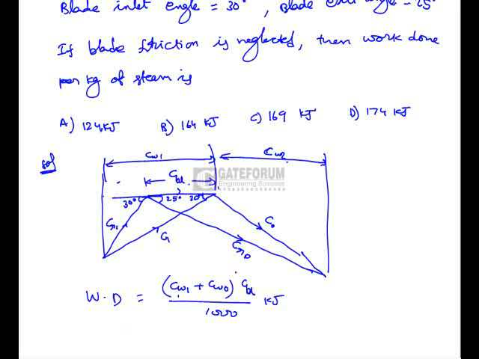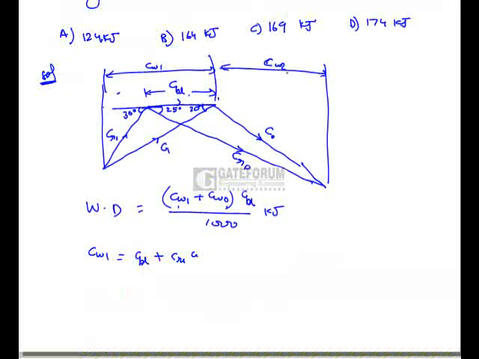So here we will have to find out CW1 and CW0, as we know that blade velocity is equal to 200 meter per second, and here CW1 from the diagram you can see that blade velocity plus CR1 cos 30. So which gives a value of 503 meter per second. So this is the tangential component of the velocity at the inlet, and here tangential component of the velocity at the outlet is given by CR0 cos 25.